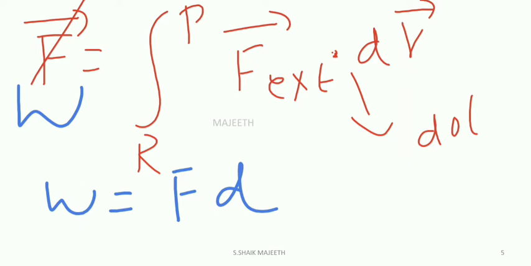For a small distance dr, W is equal to the integration, starting from R to P, because it is a continuous force. So W is the integral from R to P of F external dot dr.